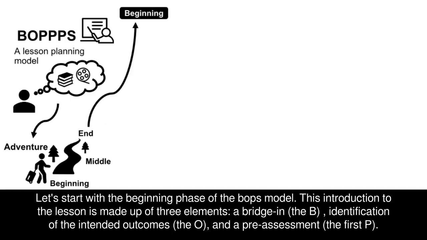Let's start with the beginning phase of the BOPPPS model. This introduction to the lesson is made up of 3 elements: a bridge-in, the B, identification of the intended outcomes, the O, and a pre-assessment, the first P.